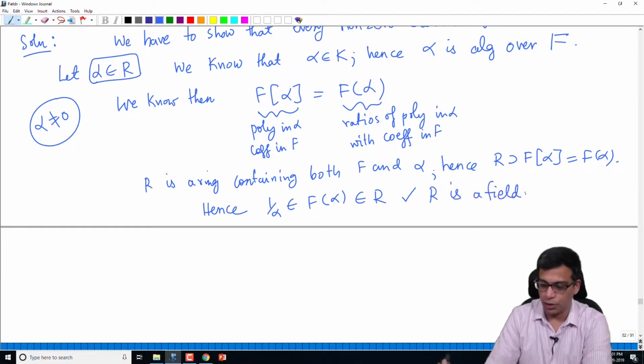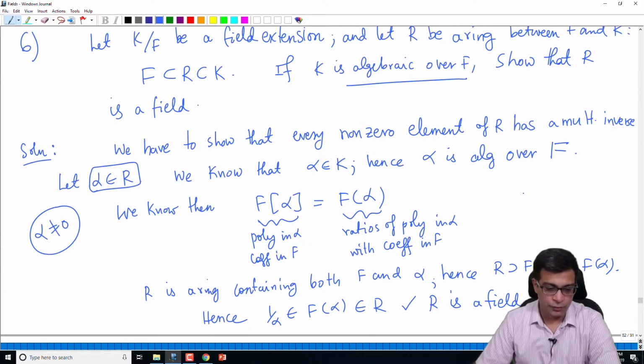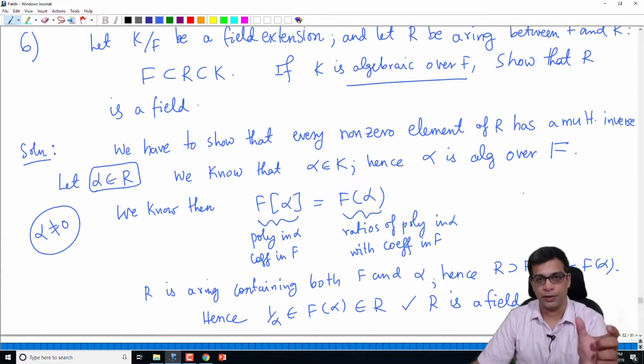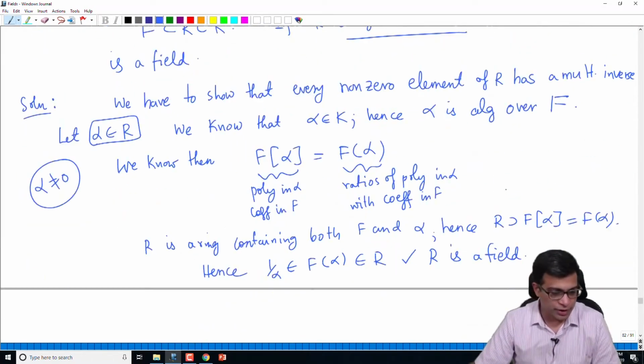There is nothing more to do here, right? So this is clear. So if you have a ring squeezed in between an algebraic extension of fields, this is automatically a field. So next problem.